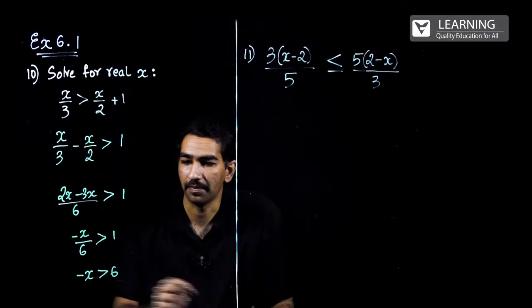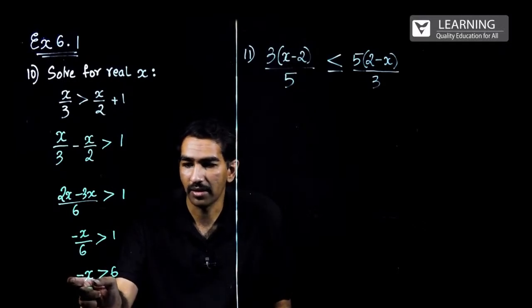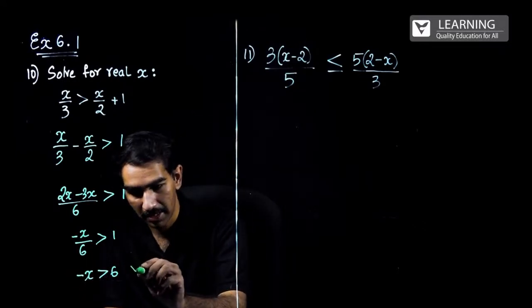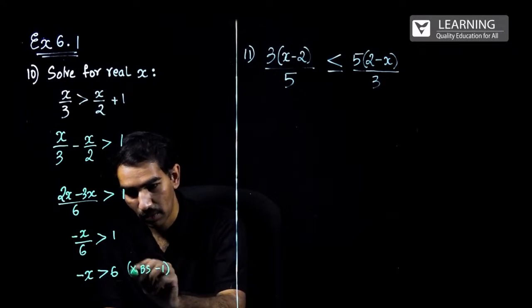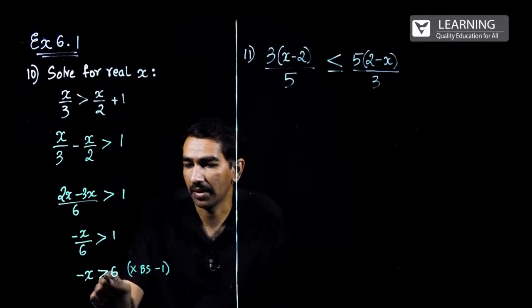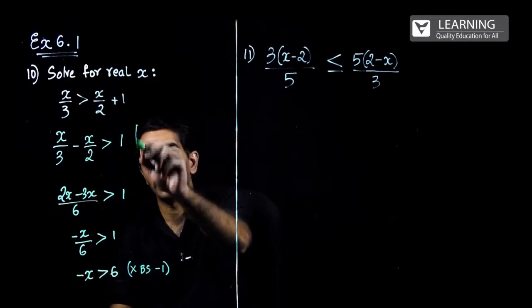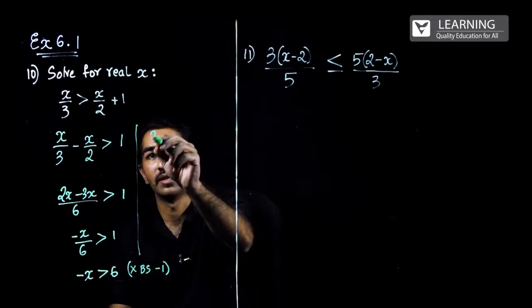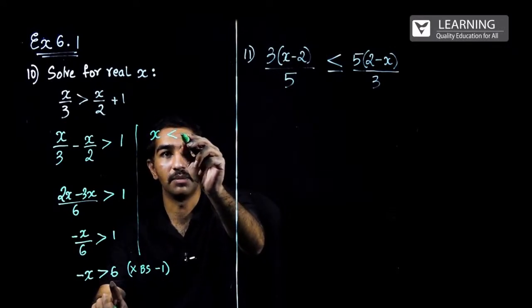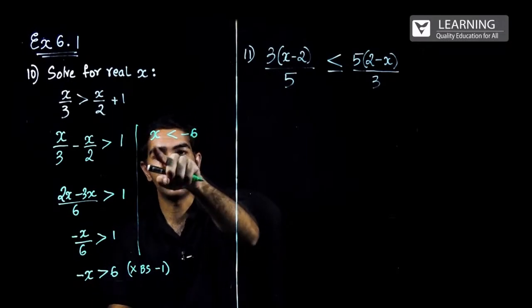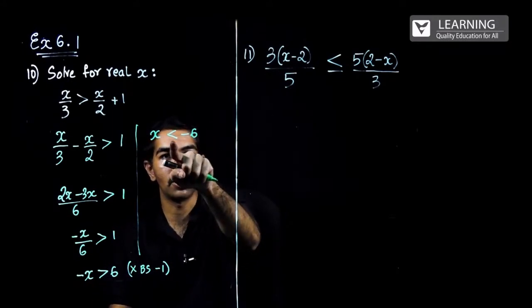So after cross multiplication, x is having a negative value, right? To make it positive, what we'll do? Multiply both sides by minus 1. So once you multiply both sides by minus 1, what will happen? This sign will change. What will happen to x? x will become positive. So x, with the change of sign, is less than, it will become minus 6. So x < -6, but it is not equal to, right?